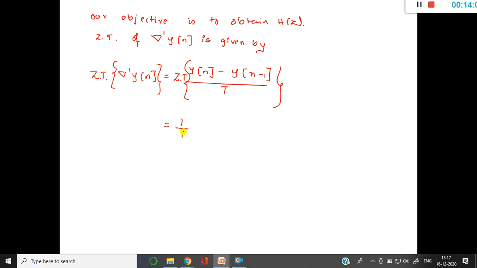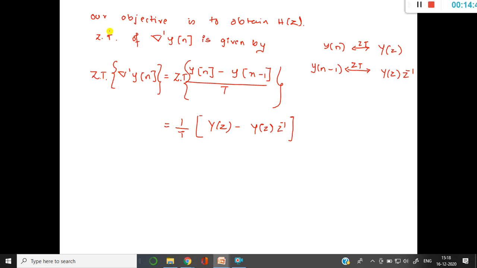Now how do you write the z transform for this function? This is very simple. 1 by T is a constant. I will take it outside. So y of n z transform is Y of z, right? And y of n minus 1 z transform is Y of z, with delay by 1 unit, so that is going to be represented as z inverse. So this is ZT of this, right? Now minus Y of z into z inverse. So now you got it, how to write the z domain from the difference equation, right?